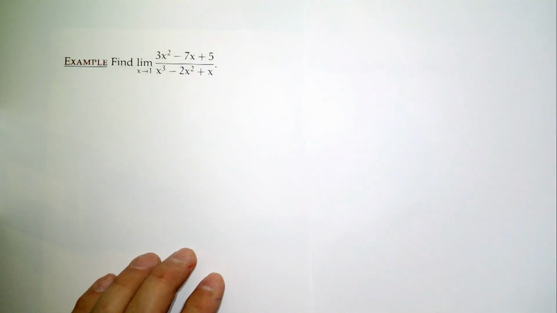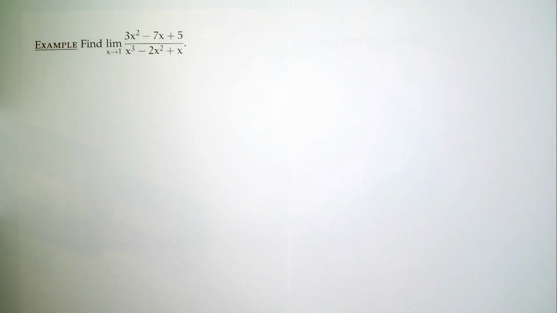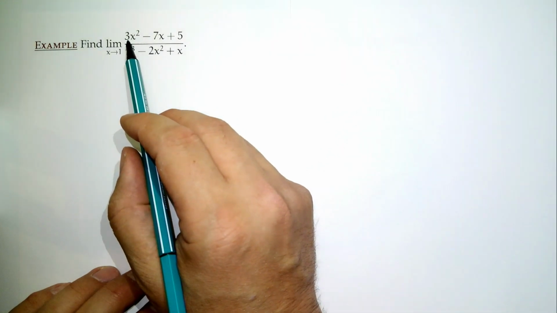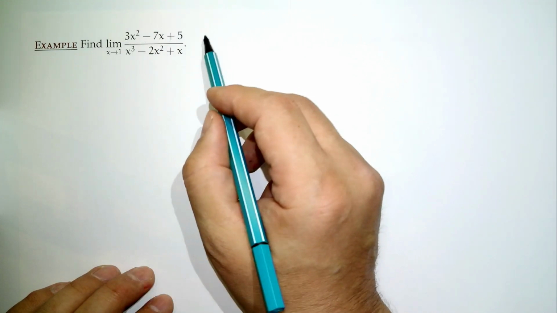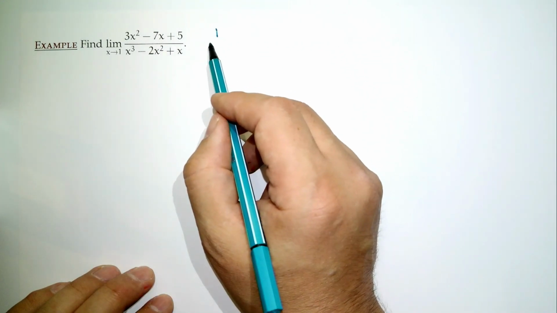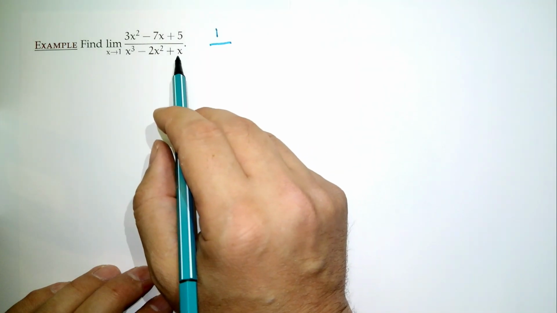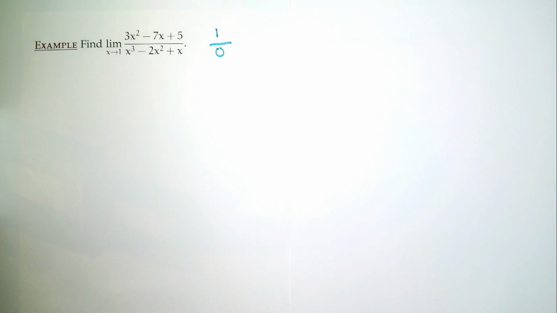So, let's try an example, or two. Find the limit as x goes to 1 of (3x squared minus 7x plus 5) over (x cubed minus 2x squared plus x). So let's plug in 1. Upstairs, what do we see? Well, we see 3 minus 7 plus 5. And if we add all those up, we see, aha, that's 1. Downstairs, we see 1 minus 2 plus 1. Well, 1 minus 2 plus 1 is 0. So it's 1 over 0.